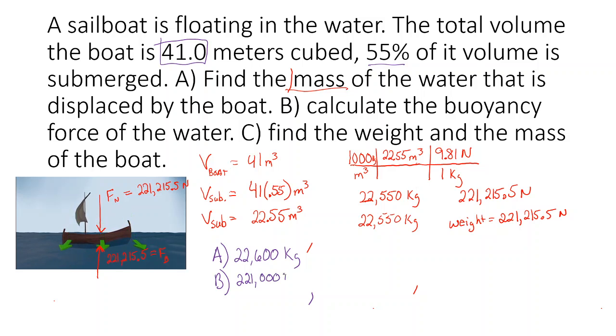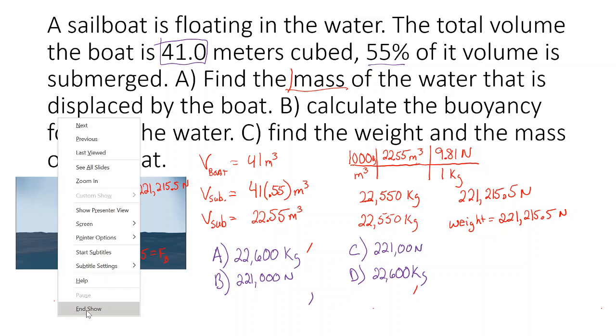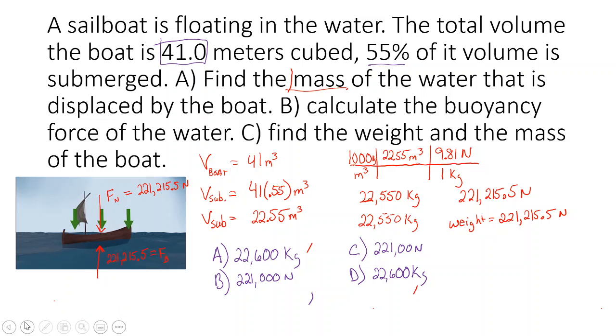B, the buoyant force, is 221,000 newtons, and C is 221,000 newtons because the weight of the boat is the same as the buoyant force, and D, 22,600 kilograms. So if I found the mass of the water that's moving out of the way, it should be the same.